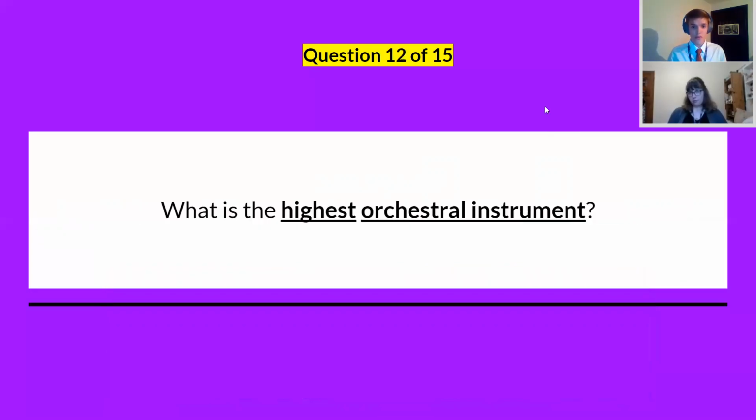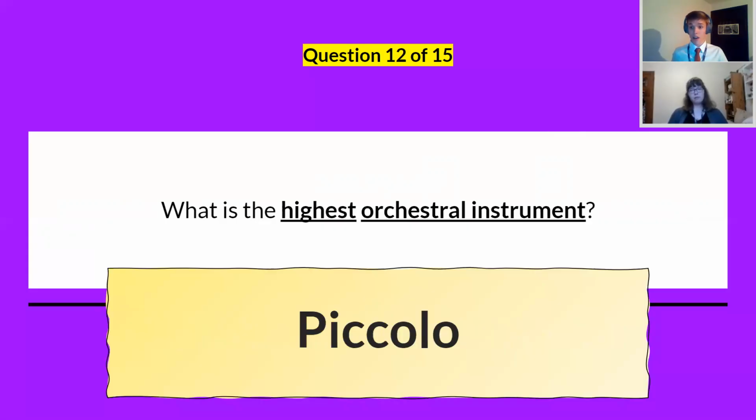Question number 12, what is the highest orchestral instrument? It is the piccolo, which is in the woodwind family of instruments, and it's even higher than the flute, and the flute is already very high.